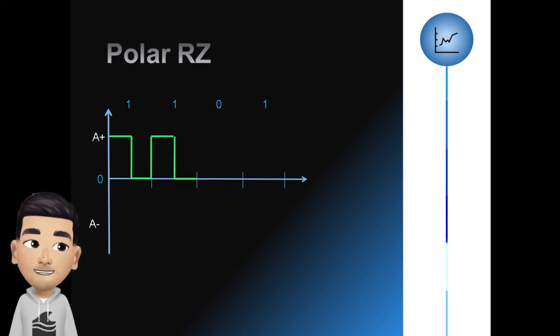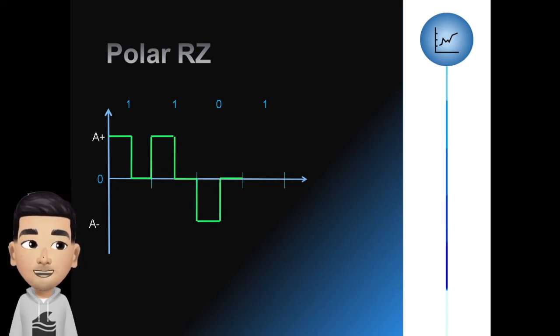Then since our next data is 0, we all know that 0 in polar line coding is equal to A negative. So the signal will go from 0 to A negative, then complete its half cycle, then go to 0 again and complete the other half of the cycle.